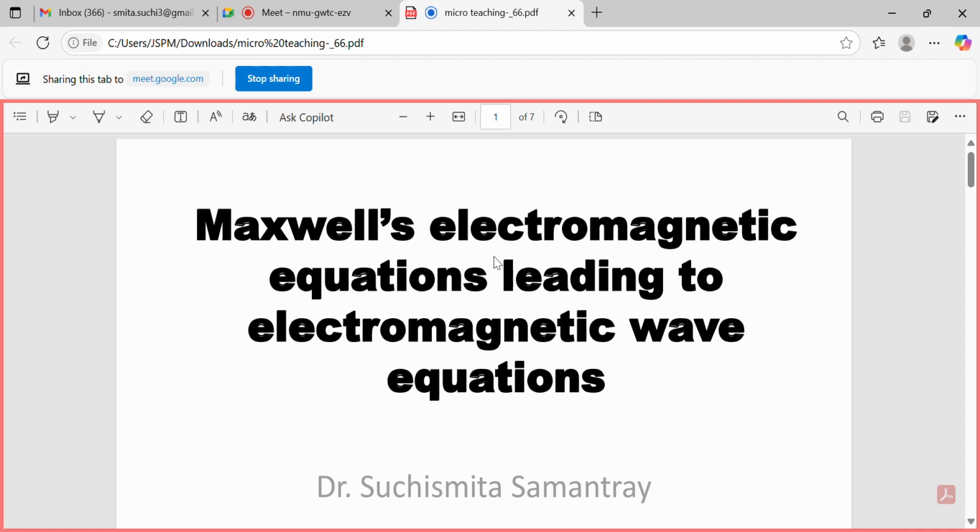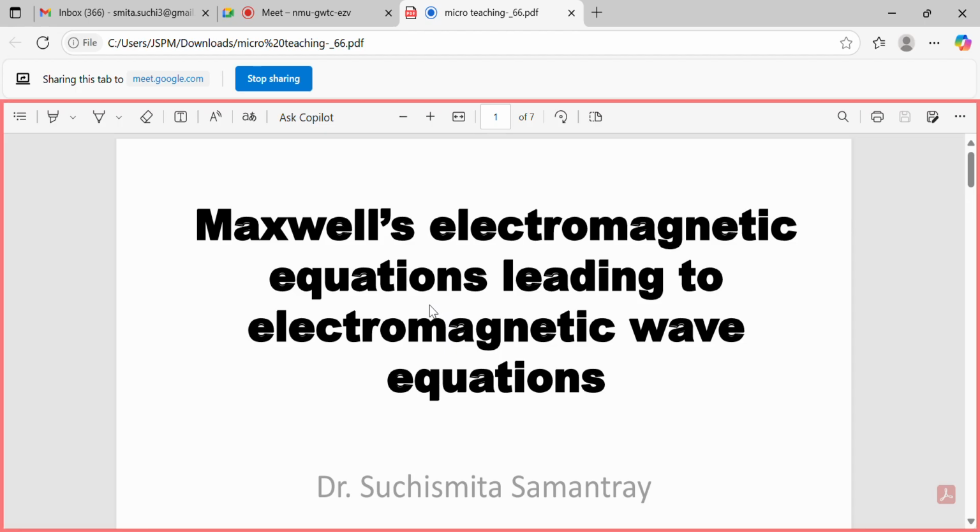Before Maxwell came into the picture in the year 1813, there was no theoretical evidence of the existence of electromagnetic waves. People only believed that electromagnetic waves are waves. But when Maxwell established his electromagnetic equations, we were able to see mathematically that electromagnetic waves are waves, where the electric component and magnetic component are mutually perpendicular to each other. That property is called the transverse nature of electromagnetic waves.